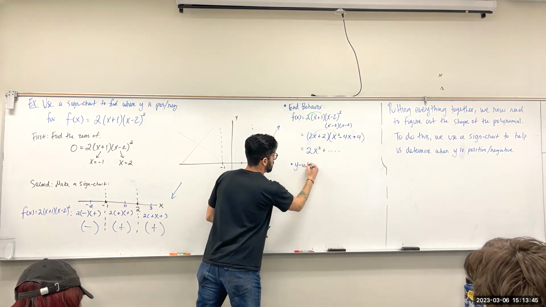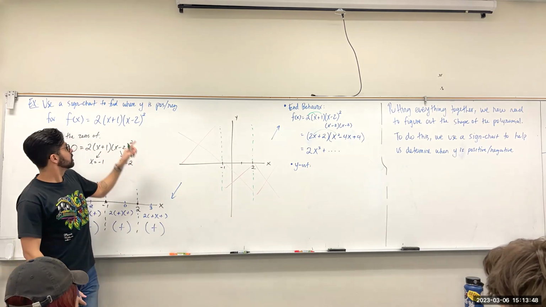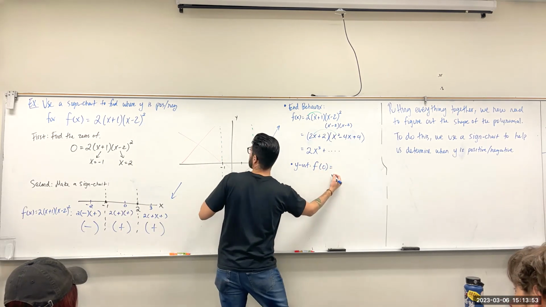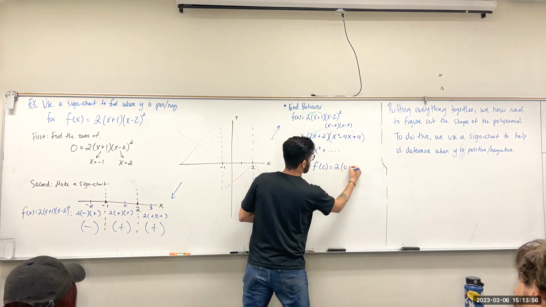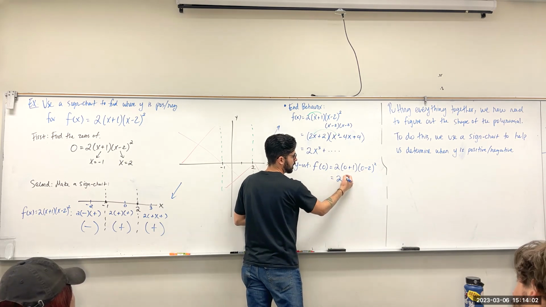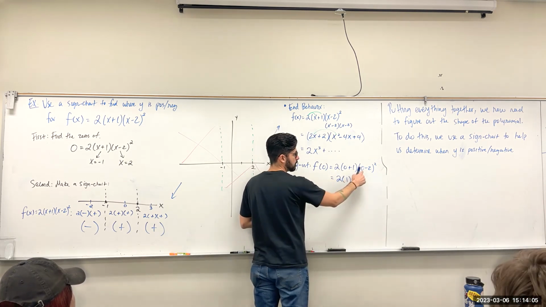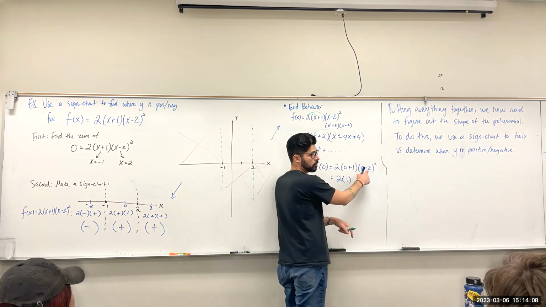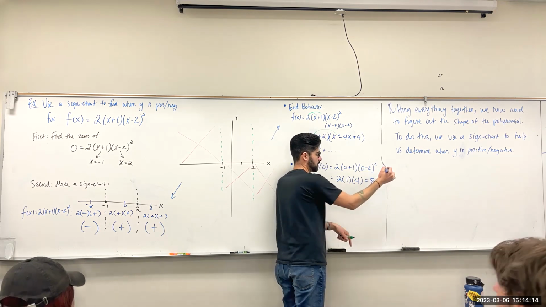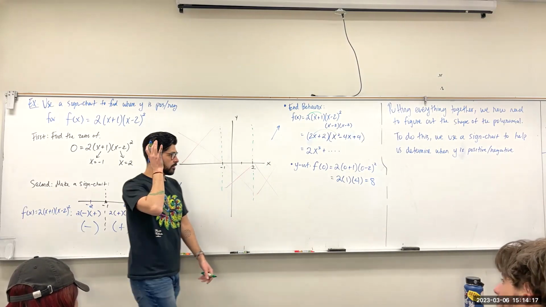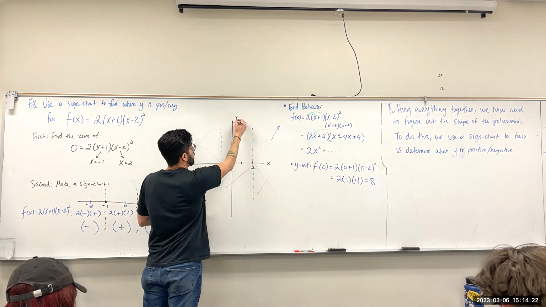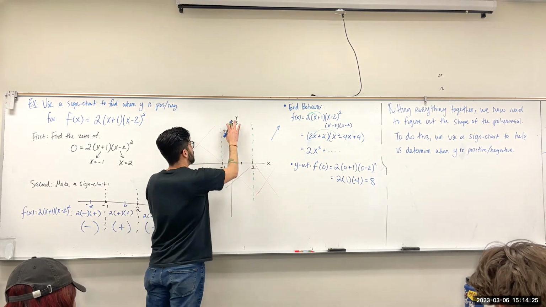What's the y-intercept? Well, let's plug in 0. 2 times (0 plus 1), times (0 minus 2) squared. That's going to be 2 times 1, times negative 2 to the power of 2, which is 4, so it's 8. See, not too bad. So the graph has to cross at (0, 8).